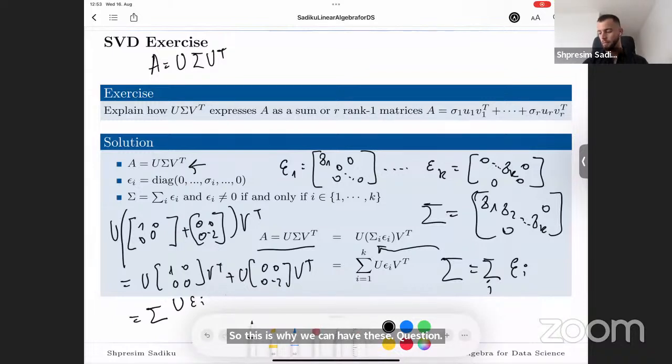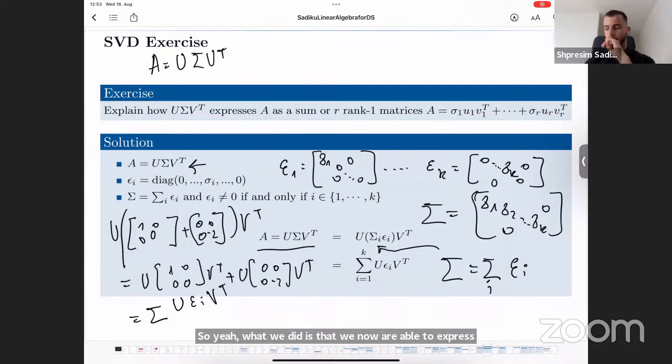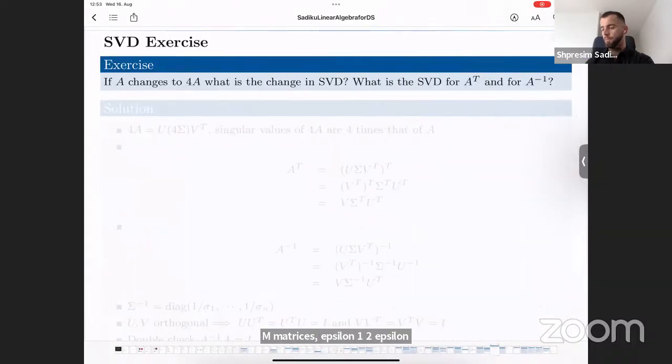All right. I hope this was also clear. So what we did is that we now are able to express the matrix A as a sum of rank 1 matrices, because all of these small matrices epsilon 1 to epsilon n have a rank of 1.